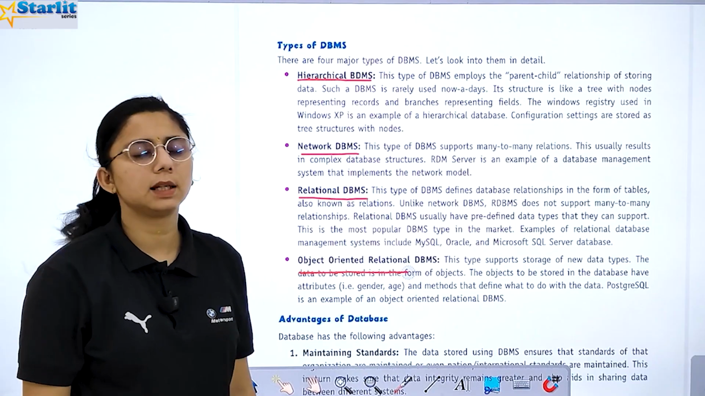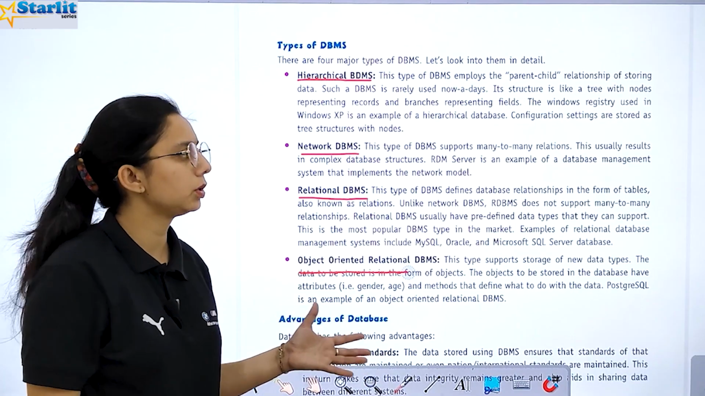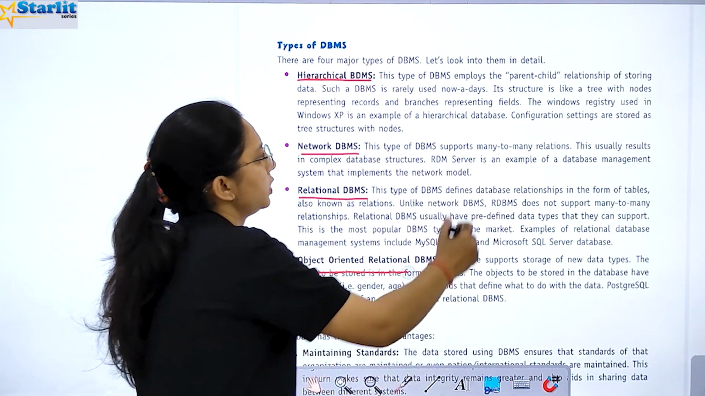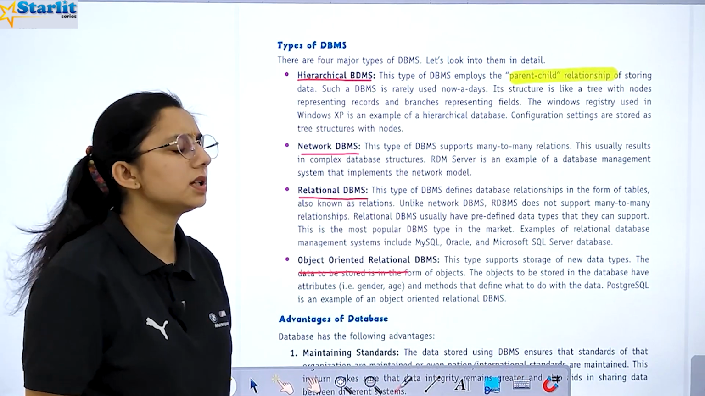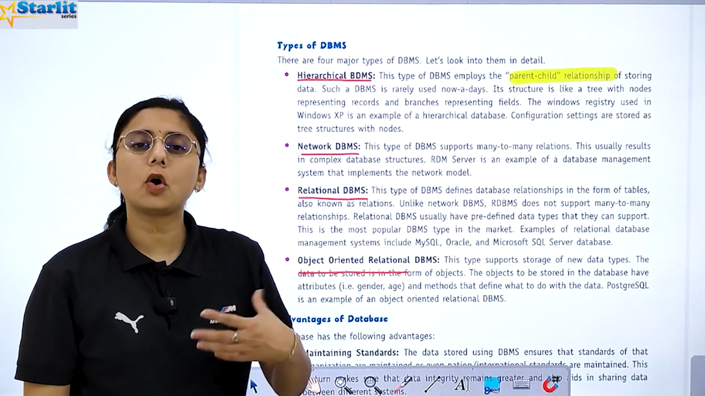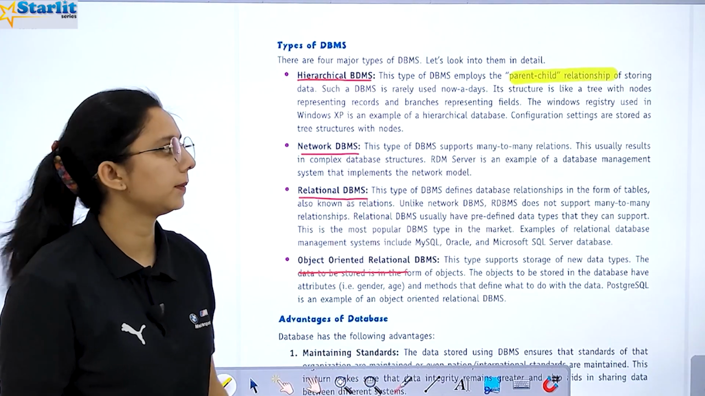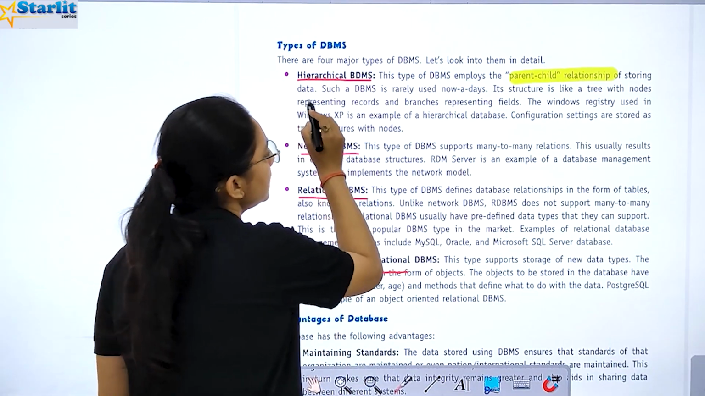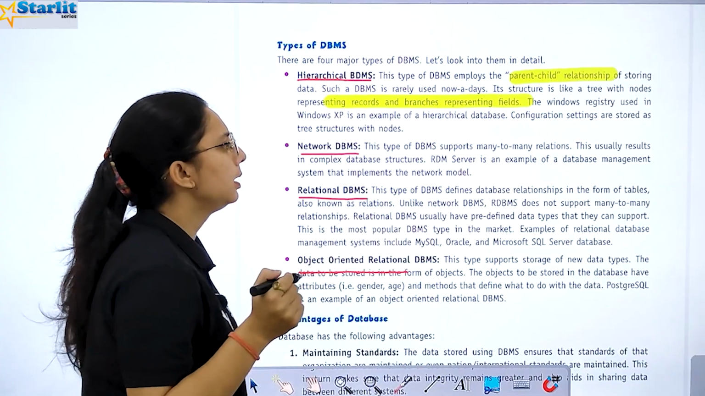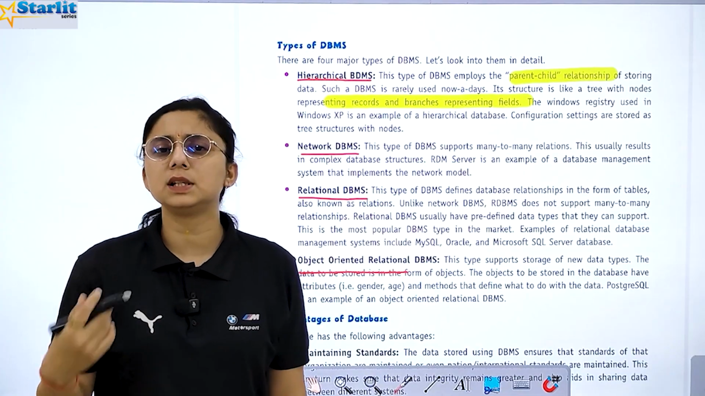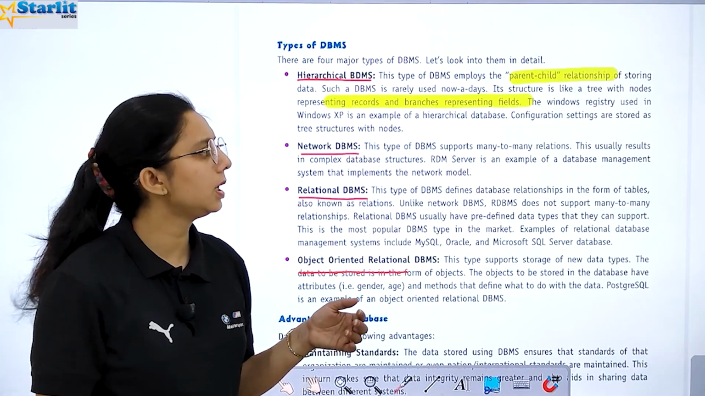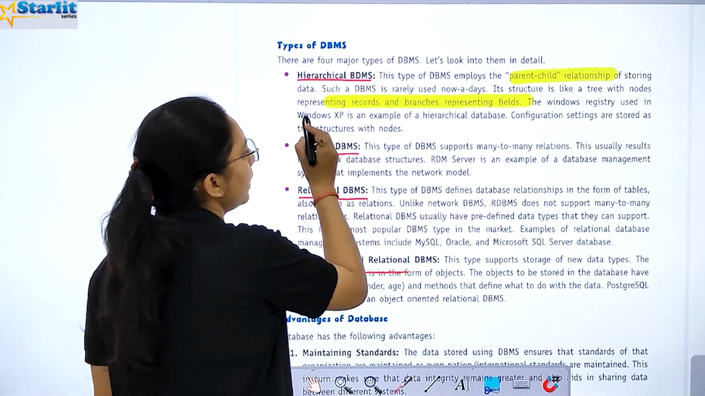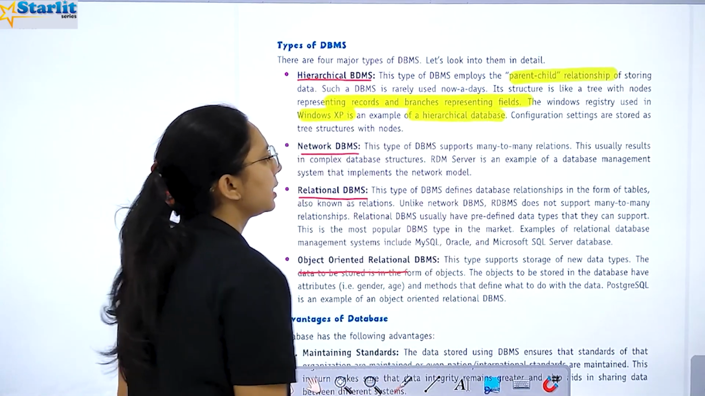So first is hierarchical. इसमें क्या होता है कि जो employees होते हैं वो parent child वाला relationship होता है. It is a parent child relationship. Its structure is like a tree. जैसे tree की nodes होती है ना, इस तरीके का इसका structure होता है. Right? So nodes represent records and branches represent fields. जो nodes होती हैं वो किसको represent करते हैं? Records को. और जो branches हैं वो किसको represent करती हैं? Fields को. Right? So the Windows registry, Windows XP, is an example of hierarchical data.